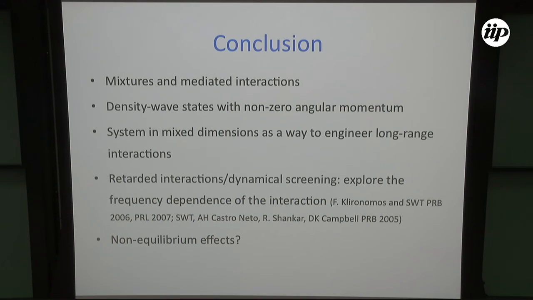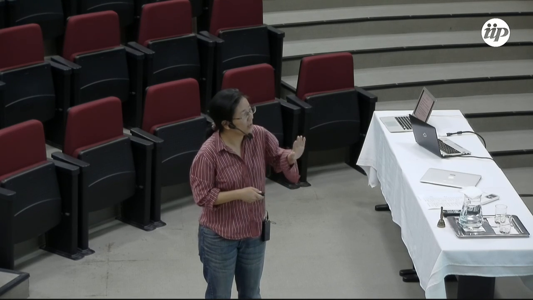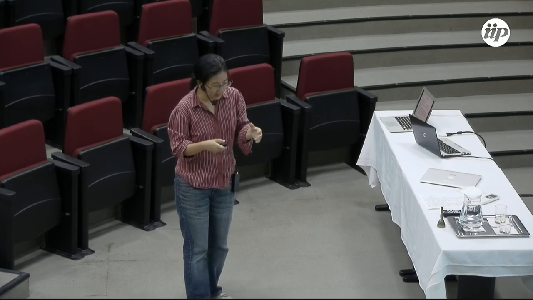Okay, and in conclusion, the key point of this work is to investigate mixtures and mediated interactions. We found the possibility of creating perhaps D-wave pairing and charge density waves in mixtures of fermions, and also propose using mixed dimensions to engineer various long-range interactions. I only mentioned that in everything I talked about here, we are not taking into account the fact that the mediator may take some time to propagate, so there's really a retarded interaction, and in this case, the couplings themselves depend on frequency. We investigated these kinds of questions in the past in a more generic context, and this can also be exploited.